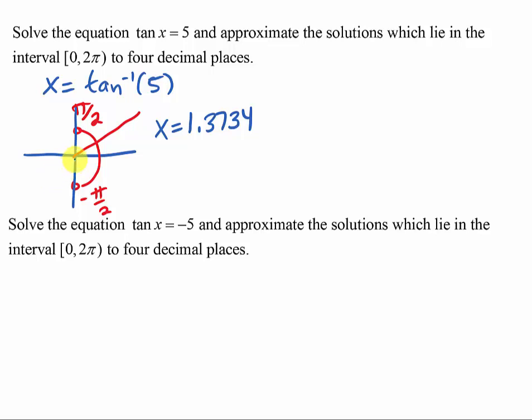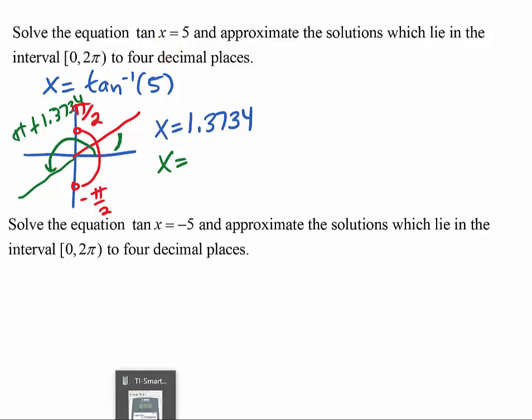It needs to be where angles are positive, and that would be down here in quadrant 3, because x values are negative, y values are negative, and so when you do sine x over cosine x, the negatives cancel and we'll have a positive. So I know the size of this angle right here. So how can I get this angle around here in quadrant 3? Well, it looks like it's pi plus the angle that I have right here, 1.3734. So let's go ahead and compute that, and we will get a second answer for this equation that's on the interval between 0 and 2 pi.